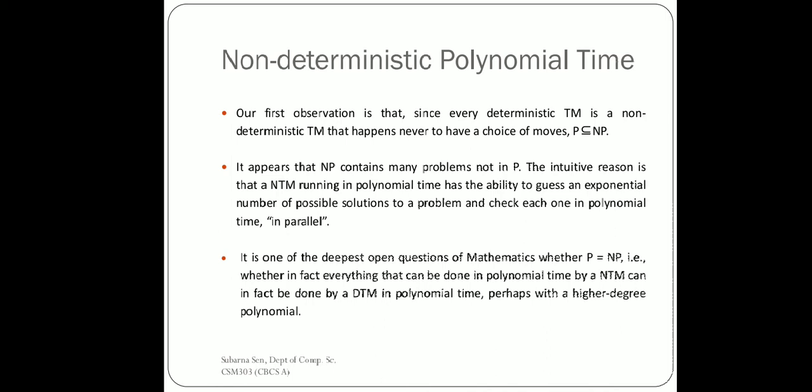Now it is one of the deepest open questions in mathematics whether P is equal to NP, that is, whether in fact everything that can be done in polynomial amount of time by an NTM can in fact be done by a DTM, right?